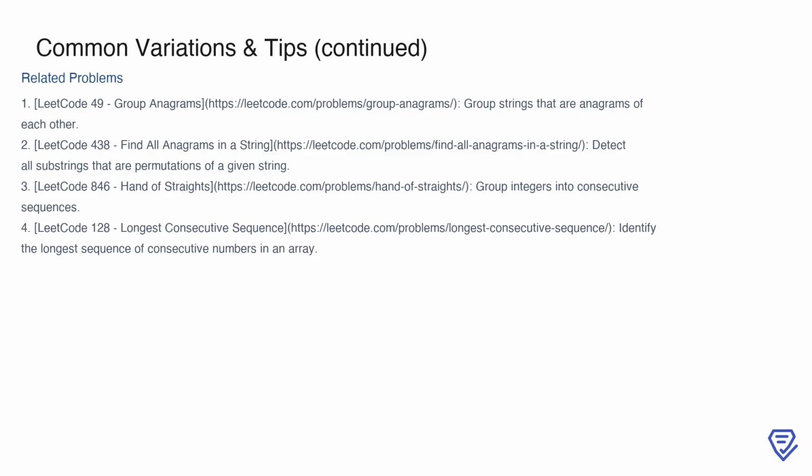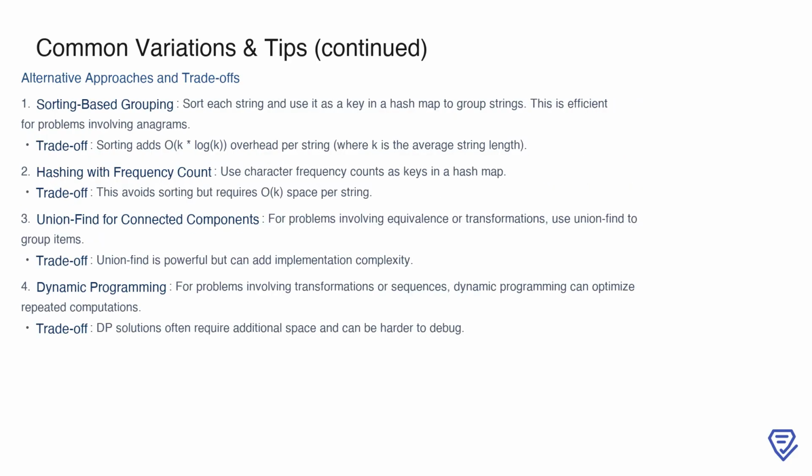the right algorithms effectively. For alternative approaches, there are several strategies to consider, each with its own trade-offs. A sorting-based grouping approach, where you sort each string and use it as a key in a hash map, is particularly efficient for problems like anagrams. However, sorting adds an O(k log k) overhead per string, where k is the average string length. Alternatively, you can use hashing with frequency counts, where character counts act as keys in a hash map. This avoids sorting but requires additional O(k) space per string.